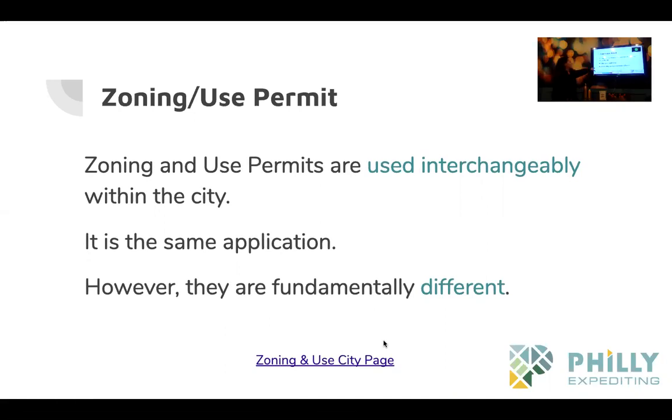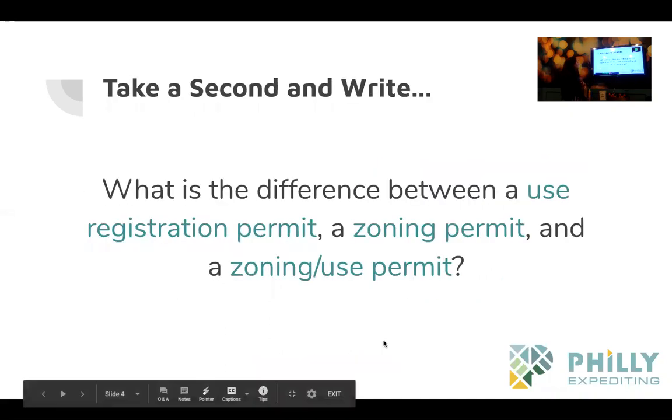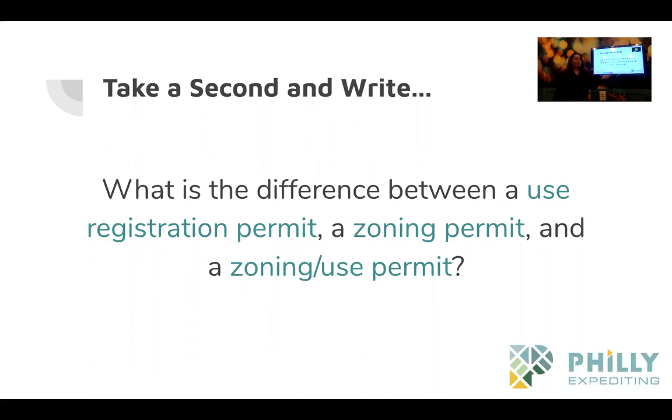So again, like I said, zoning and use permits are used interchangeably. However, they are fundamentally different. I'm not gonna open up any of the city pages right now, but it's in the presentation if you want to look at it afterward. So before I tell you, take a second and write down what is the difference between a use registration permit, a zoning permit, and a zoning use permit. Just reflect on it real quick. Take like a minute, and then we'll talk about it.